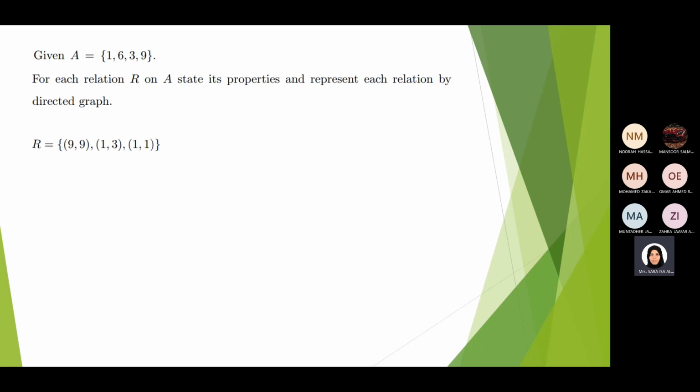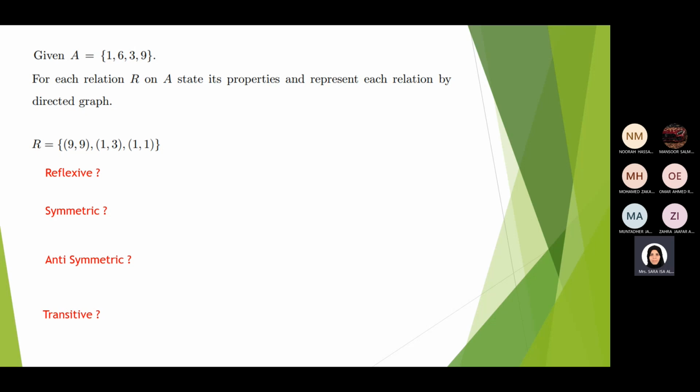Question number 1, given to us A is a set with 1, 6, 3, and 9. So there are 4 elements in our set. R is a relation on A. The question says state its properties. يعني I have to check the 4 properties: reflexive, symmetric, antisymmetric, and transitive. After that, I have to represent each relation by a directed graph. There are many ways to represent a relation. One of them is a directed graph. We will show how to do that.